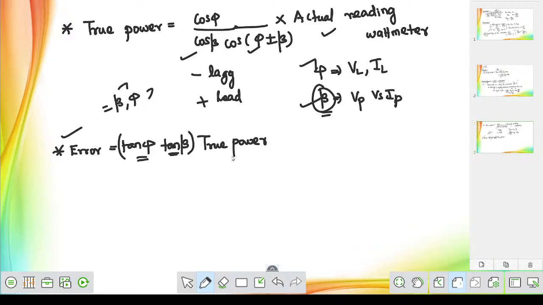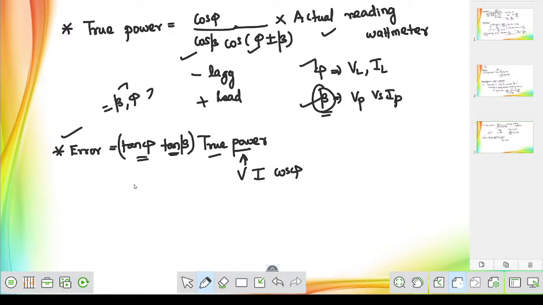Suppose VI cos phi values are given. True power is nothing but pressure coil voltage, current coil current, into cos phi, the power factor, the phase angle difference between them. So if it is given, then calculate the value of true power first. From there you can find the value of error.